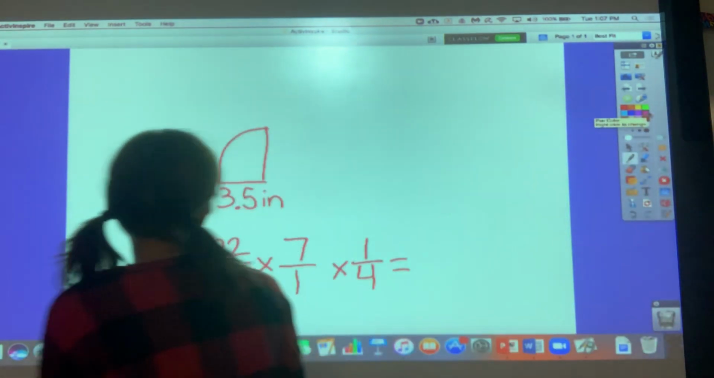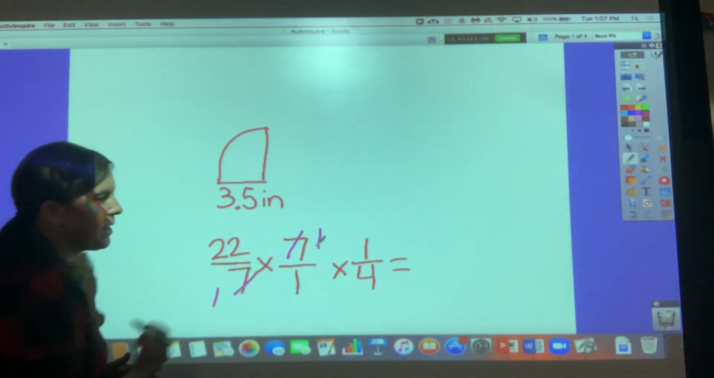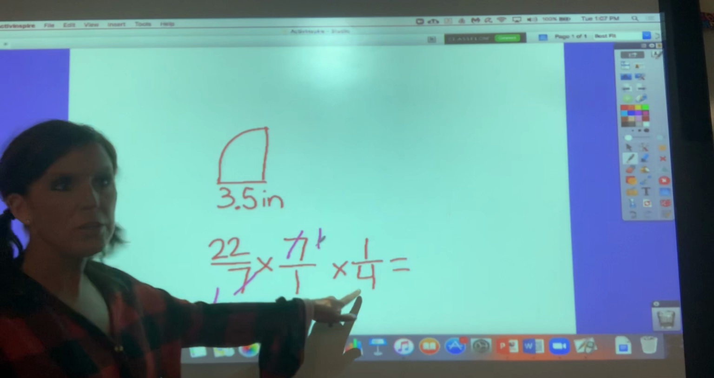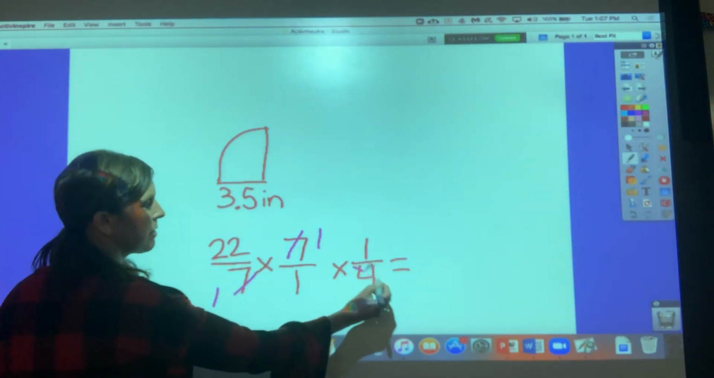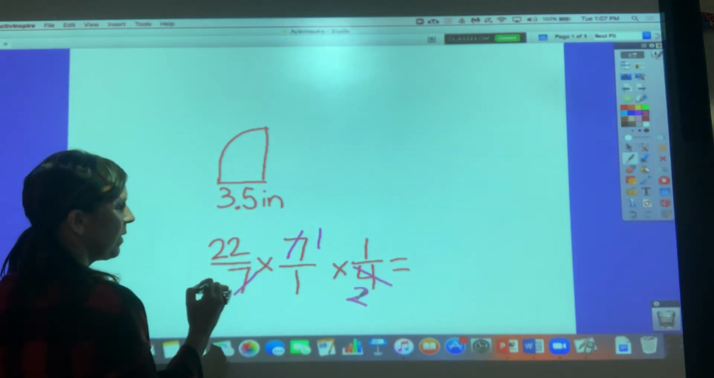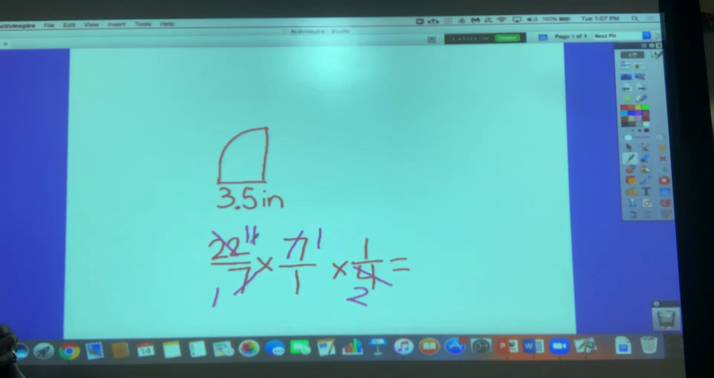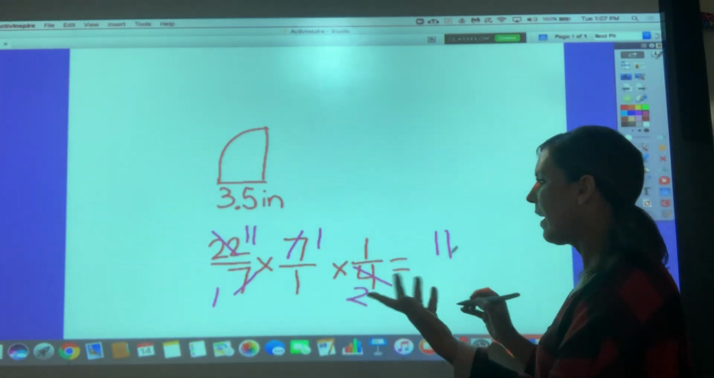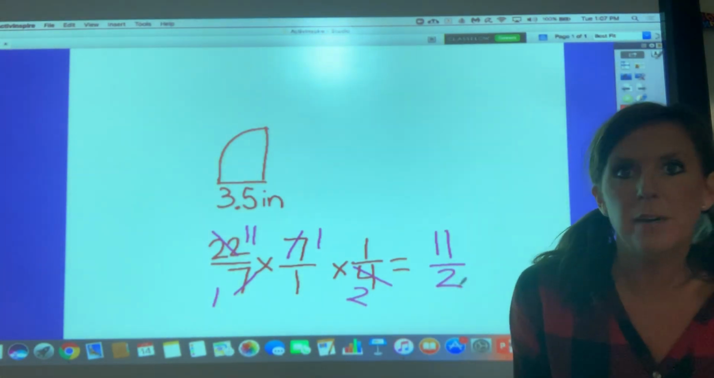Obviously we can cancel the 7 with the 7 because they go into each other once. And we can also cancel the 4 with the 22. Now 4 doesn't go into 22, but 2 goes into both of these numbers. 2 goes into 4 two times. 2 goes into 22 eleven times. So let's multiply what we have left. On the top we have 11 times 1, and on the bottom we have 2 times 1. So we have 11 over 2, or 11 divided by 2.